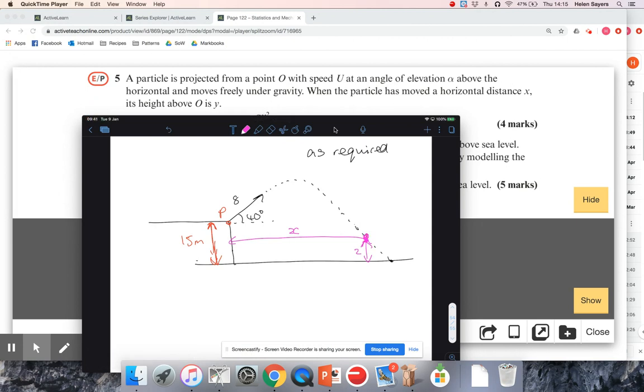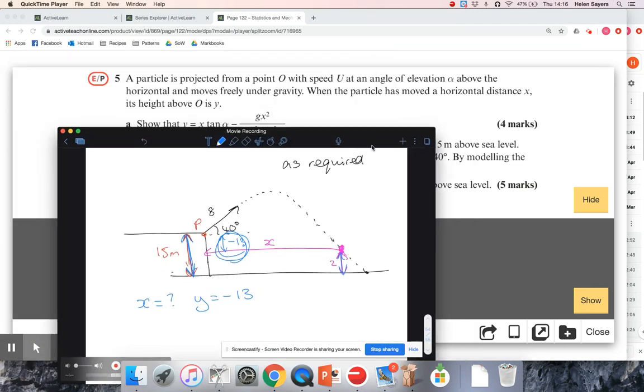So when is it 2 meters above sea level? Well, obviously this is not in the slightest bit drawn to scale, but that is going to be when it's 13 meters below where it started. It started 15 meters above sea level, so when it's 2 meters above sea level, it's 13 meters lower than when it started. So basically, I want to find X when Y is minus 13. That's not going to be as straightforward as I might have hoped.